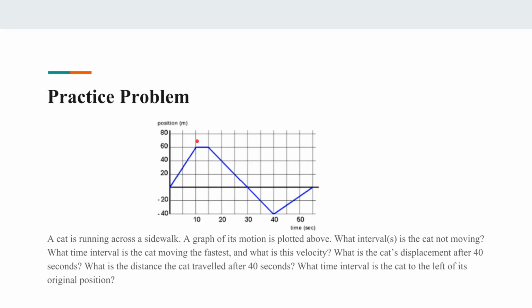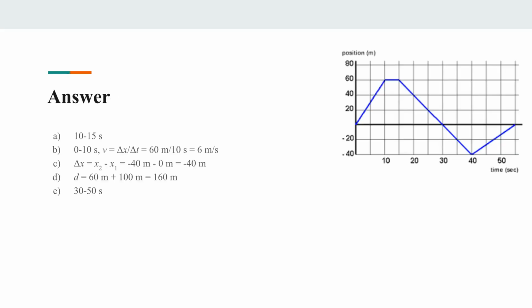So part C, what is the cat's displacement after 40 seconds? Well, we can just use the definition of displacement as a change in position. At 40 seconds, this cat is at negative 40 meters, 40 meters left of its original position, because remember, we said left is defined as negative. So negative 40 minus 0, that's its original position. It starts at 0, so negative 40 minus 0 will equal negative 40 meters. That will be its displacement.